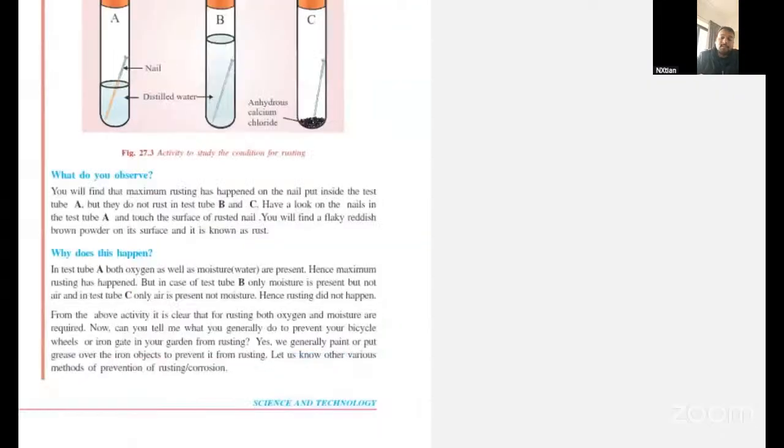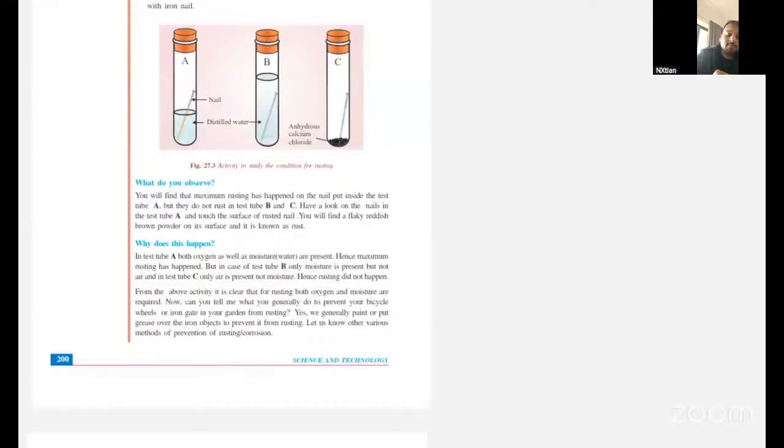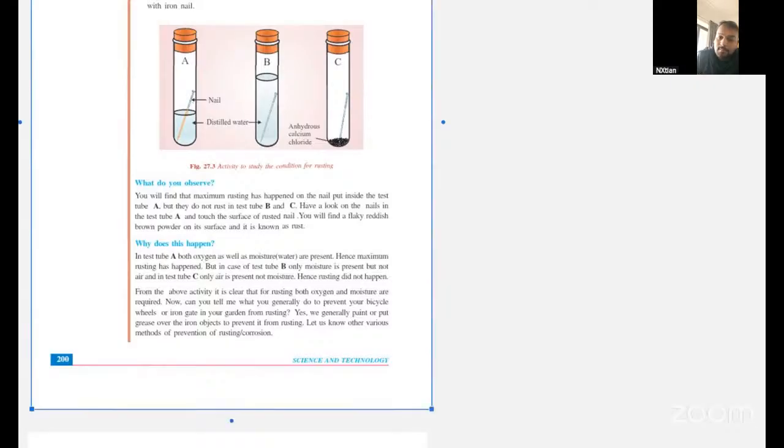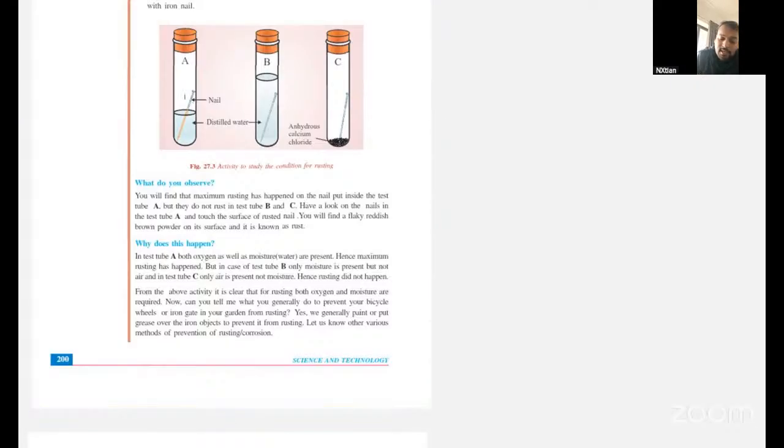Now we will see this thing. So here there are three test tubes, and in all three test tubes an iron nail is there. From A and B we can conclude that A is rusting. Why? Rusting needs both water and oxygen. In test tube A you can see that water as well as air is there, which makes the iron nail rust.